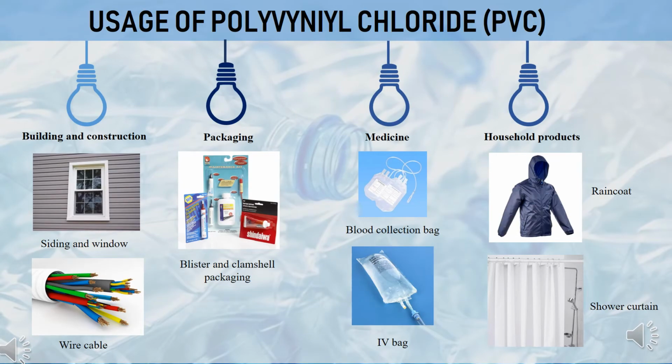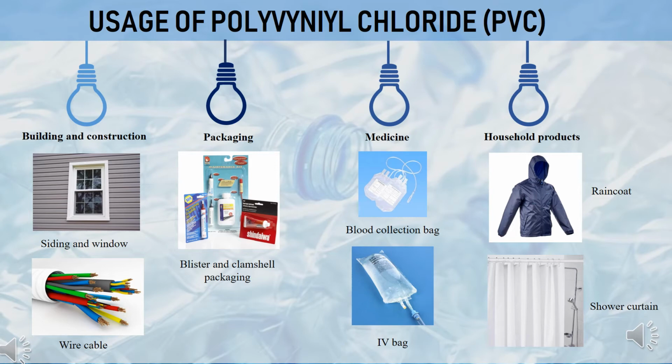Next, the uses of PVC. Considering its properties, PVC is used in a variety of applications. This includes building and construction, such as the manufacturing of siding and windows and wiring and cables. Due to its durability and light weight, PVC also helps in packaging such as blister and clamshell packaging. PVC also plays a critical safety role in healthcare, for instance blood collection bags are made from PVC due to their flexibility and unbreakable properties.